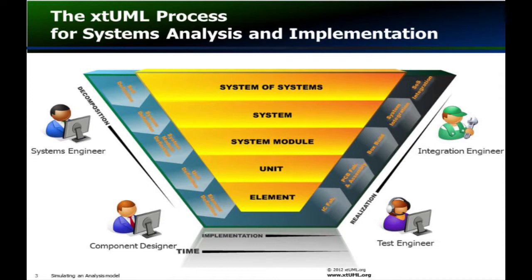In episodes 3 and 4 of the Inside xtUML learning series, the xtUML process for systems analysis and implementation was introduced. For this process, there are four key participants: the systems engineer, the component designer, the test engineer, and the integration engineer. Each of these participants has a key role in the production of high-quality xtUML models and ultimately high-quality implementations.